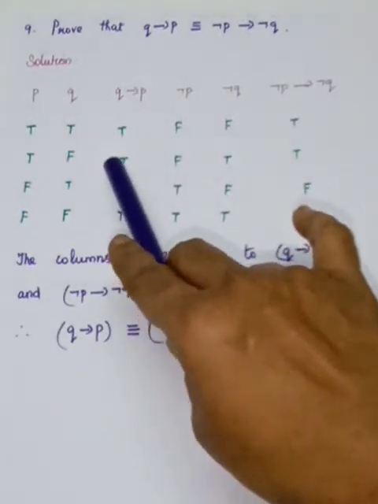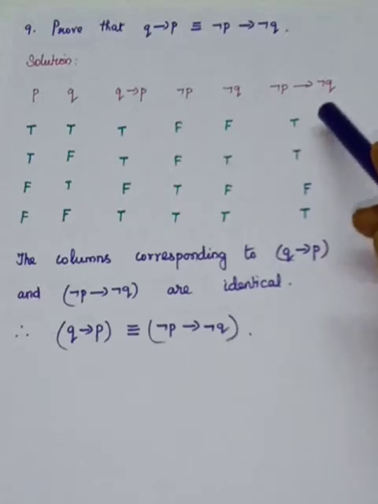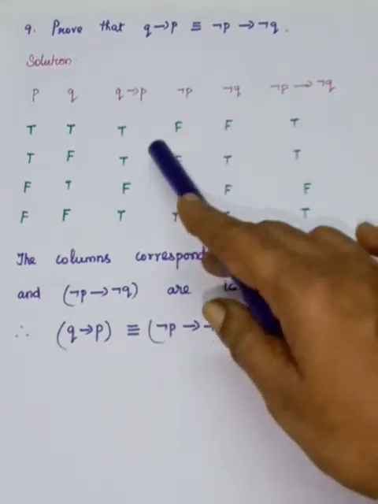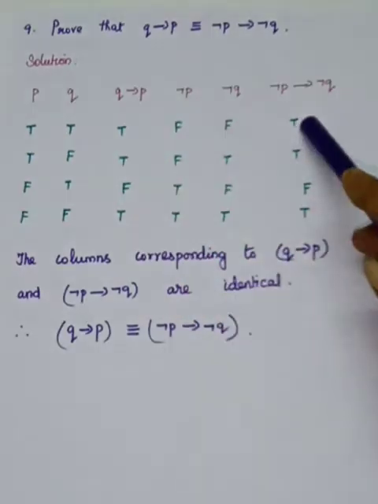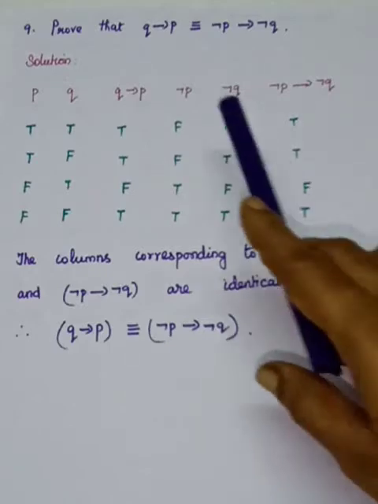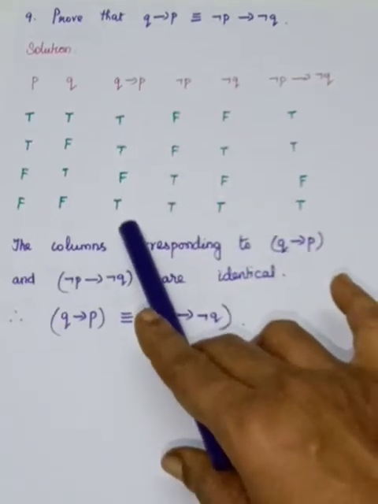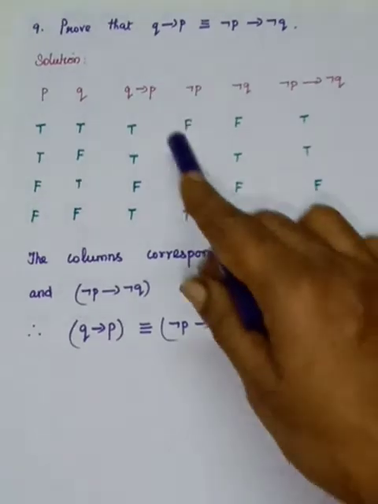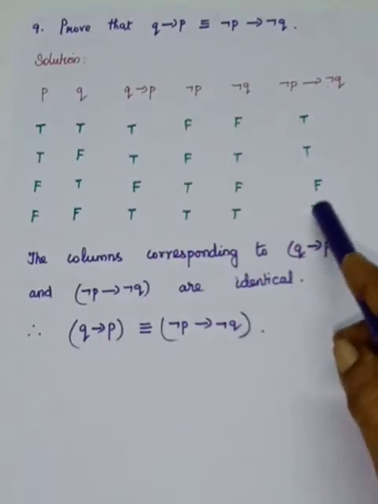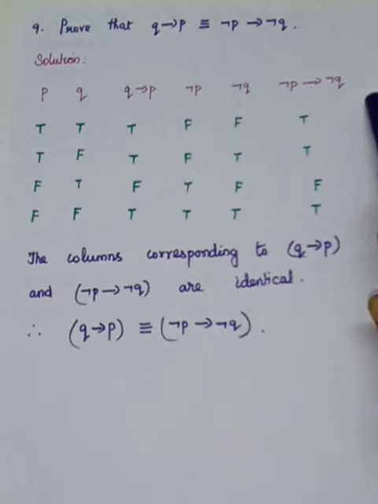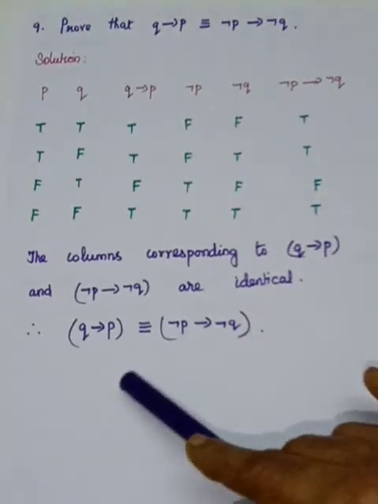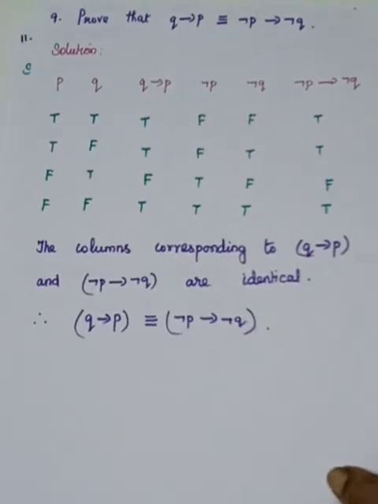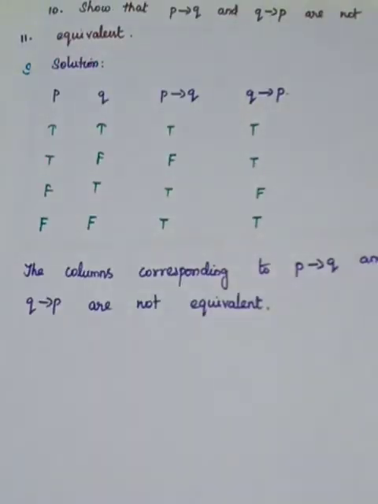Now you compare the third column and the last column. The truth values are identical. You look at this, TT, FT. Here also TT, FT. So the column corresponding to Q implies P, that is the third column, and the column corresponding to the last one are identical. So these 2 statements are logically equivalent.